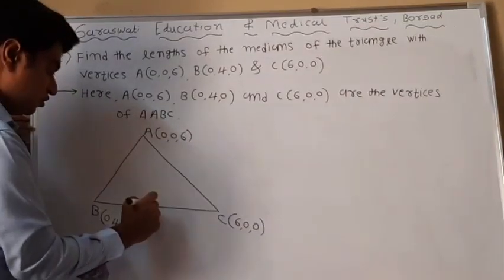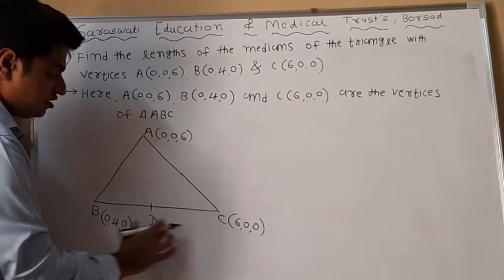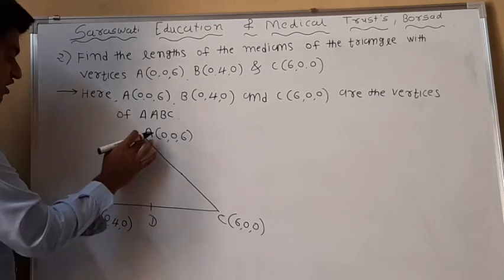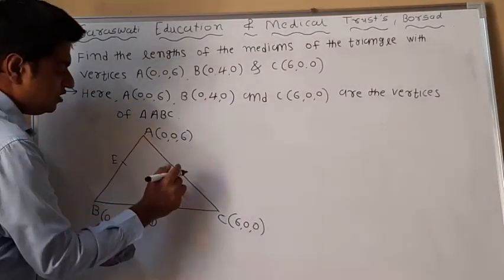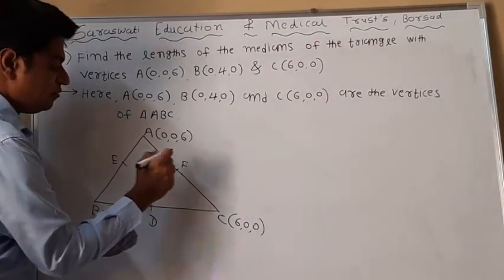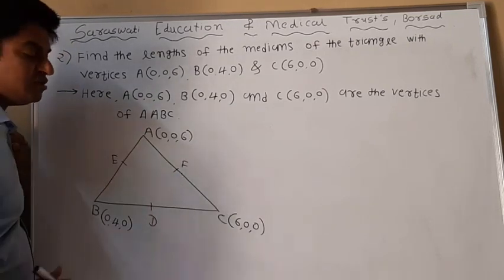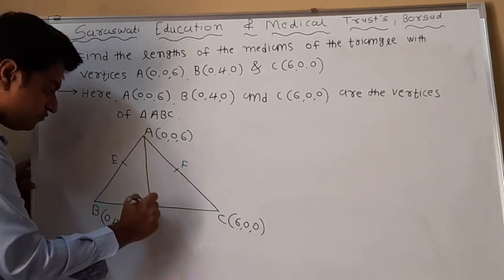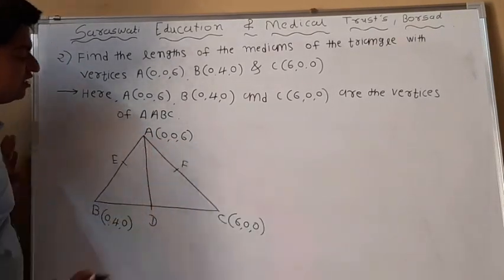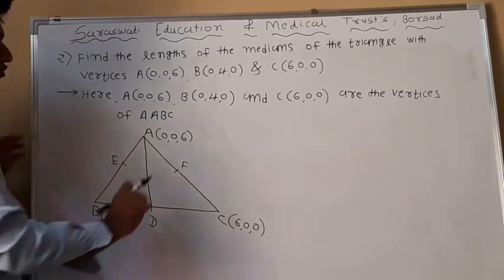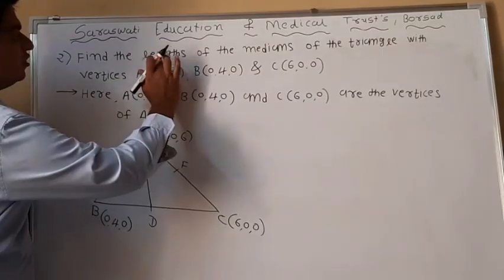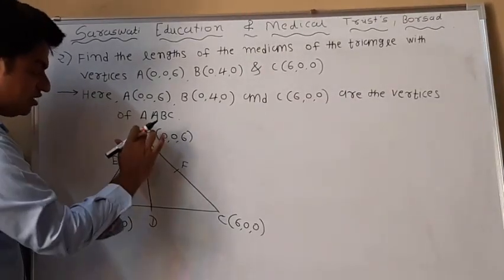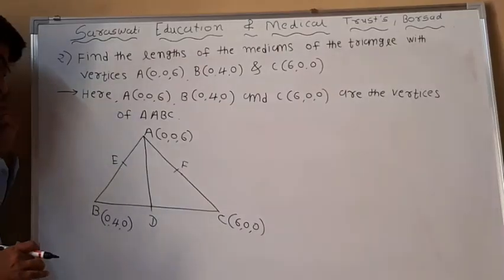So here we can say that D is the midpoint of BC. Here E is the midpoint of AB and here we can say that F is the midpoint of EC. Now join this line. So our ED is our median. So our question is find out the length of median. So how can we find out the length of median? Here ED is the length of median.